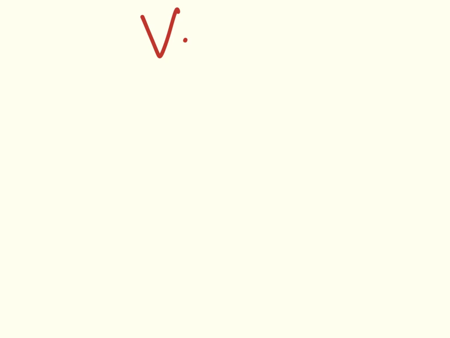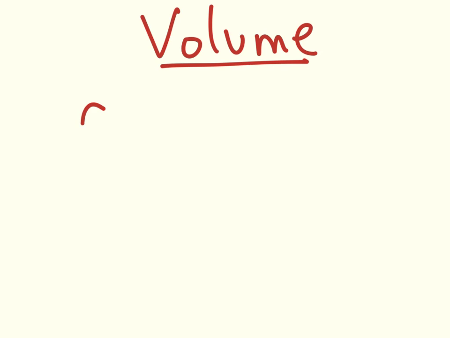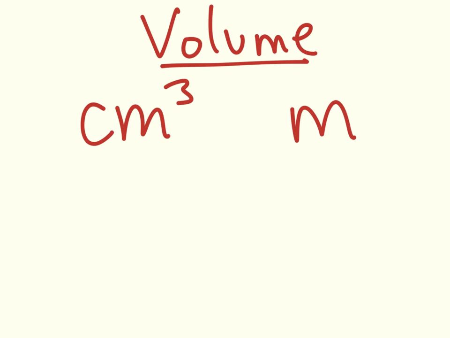When we find the volume of an object, we are measuring usually in centimeters cubed or meters cubed. And remember from the last lesson, the reason that we have the cubed symbol is because we are looking at 3 dimensions. We're looking at the length, the width, and the height of different objects, usually boxes or something like that.